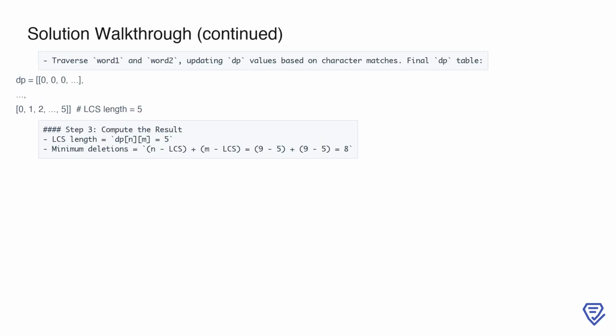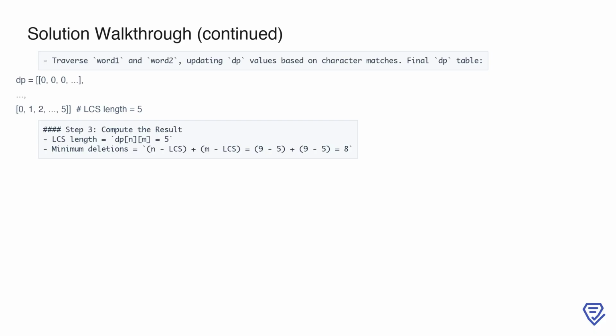Finally, let's examine a more complex example where word 1 equals intention and word 2 equals execution. In this case, the strings share several common characters, but they are not contiguous. We initialize a 9 by 9 dp table, and as we traverse the strings, we update the table based on matches. For example, when we find matching characters like E or N, we increment the LCS length in the dp table.